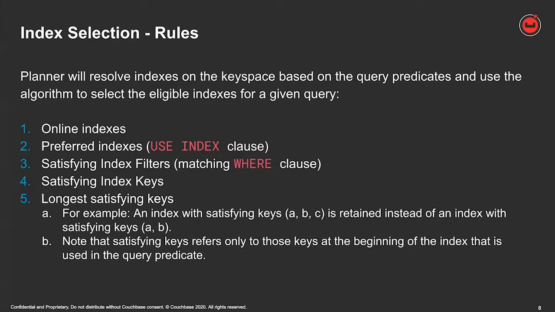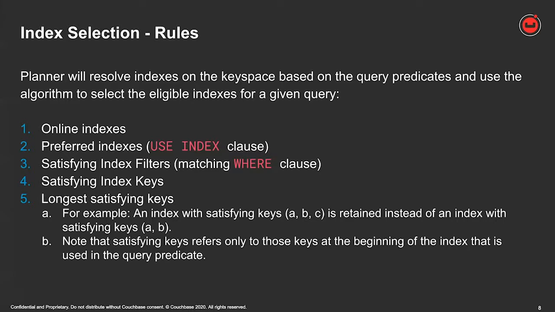Then we have the satisfying index filters. This is the index WHERE clause, so we can filter the index. I don't necessarily want to have every document in my bucket in my index. That index WHERE filter must also be present, or at least broad enough, to satisfy the query. Then we have the satisfying index keys. Indexes whose leading keys satisfy the query predicates are selected. This is a common way to select indexes within B-tree indexes.